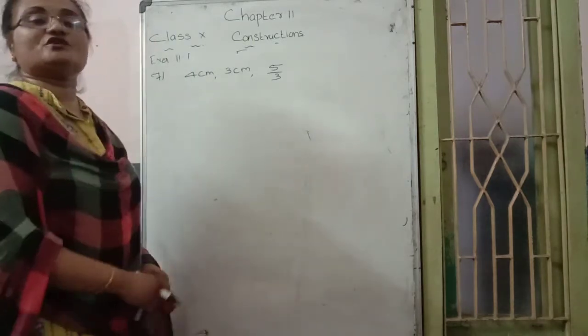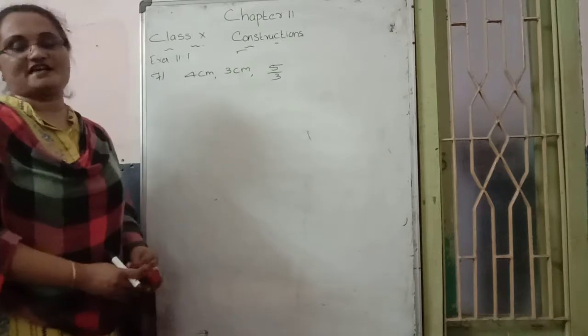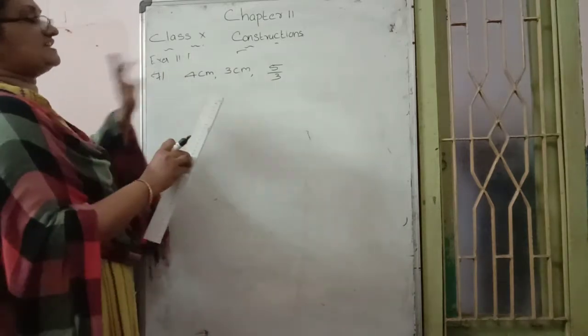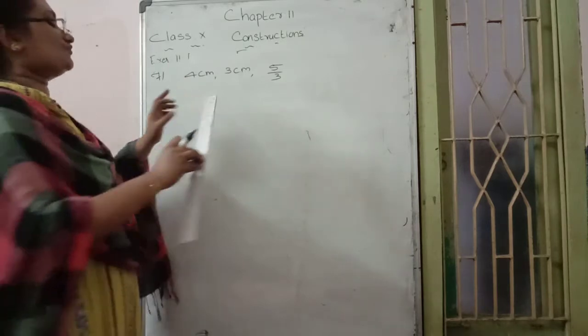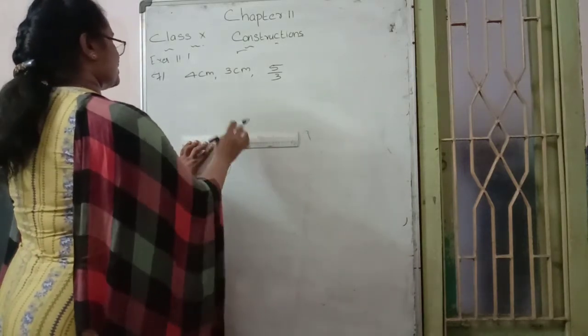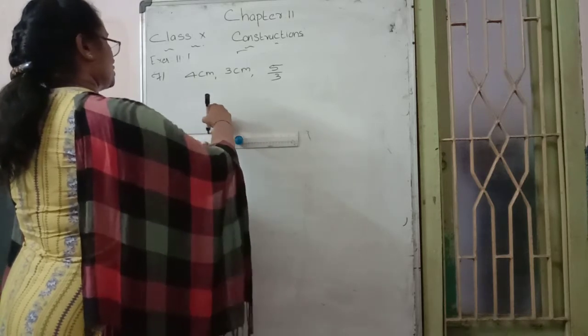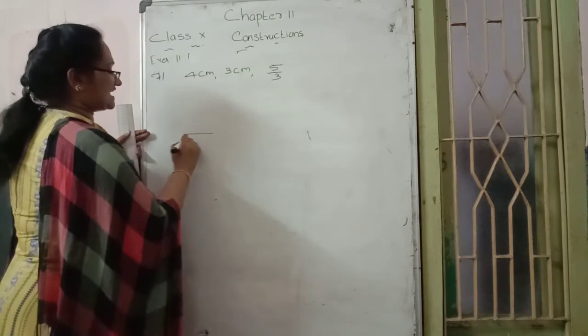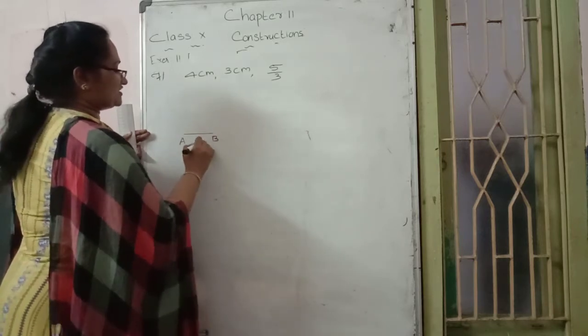Using this, draw the similar triangle. First, how to start? On the basis of the highest value. Here the highest value is 4 cm. So using the scale, take 0 to 4 cm. Mark the endpoints with alphabets as A and B, 4 cm.